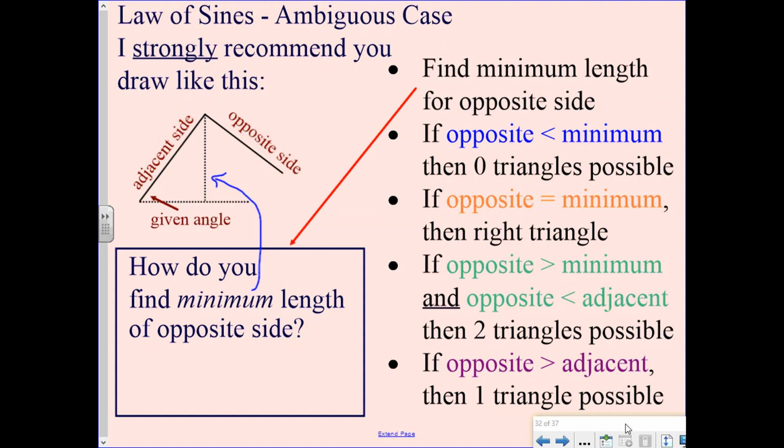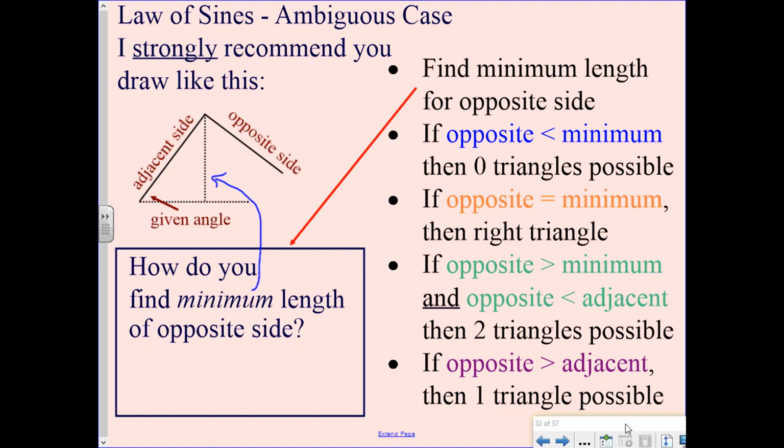We will use the law of sines for the ambiguous case. I would recommend whatever information you're given on the SSA, draw it like you see the figure on the left-hand side of the screen here. So put your given angle on the lower left-hand side, your adjacent side, and then your opposite side, and just kind of leave it dangling there until you're sure what situation you have.